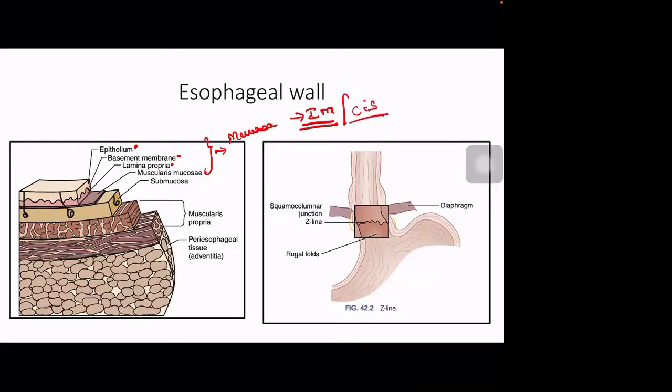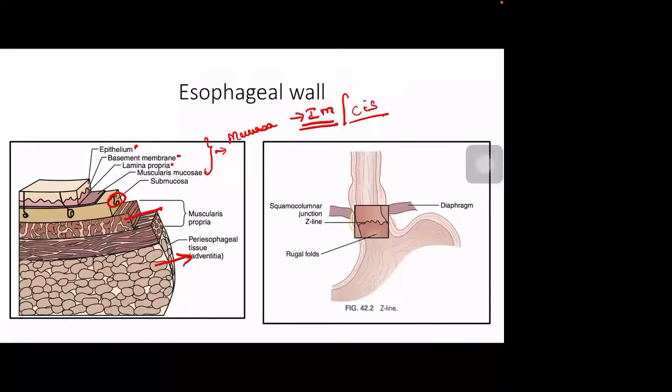Next is the submucosa. You can see the submucosa is rich in lymphatics and vascular structures. And this is the muscularis propria. As I said before, the esophagus doesn't have any serous structures. It has only some periadventitial tissues.